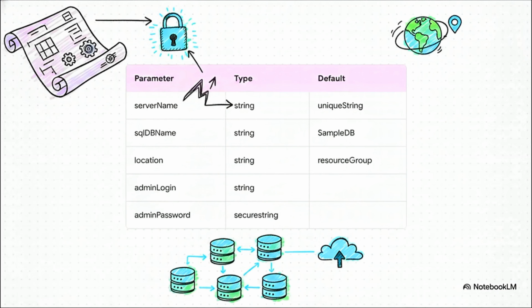When you open up the ARM template, you'll spot a section called Parameters. This is where we define the logical properties of our server and database. You have serverName, which dynamically generates a unique string so you don't run into any annoying naming conflicts.